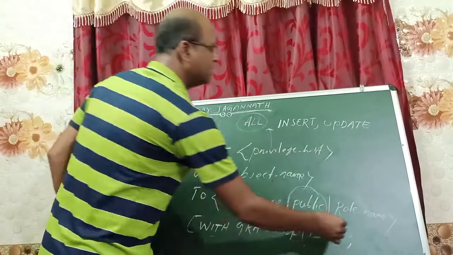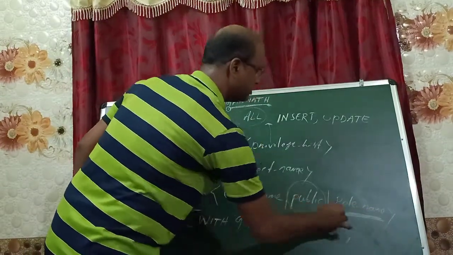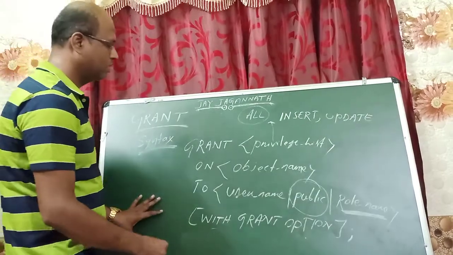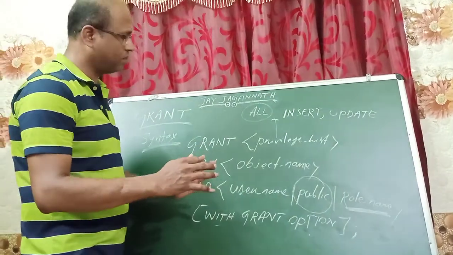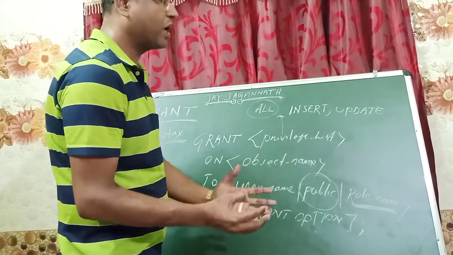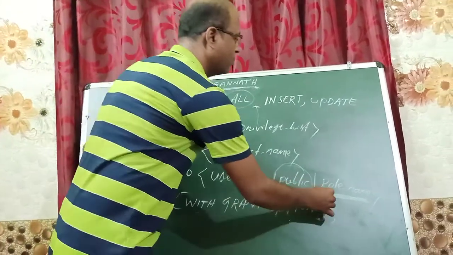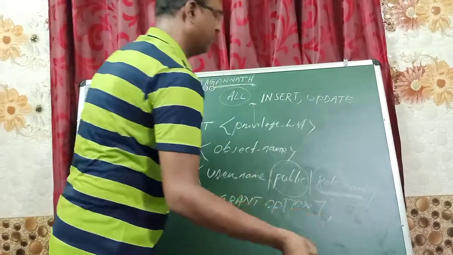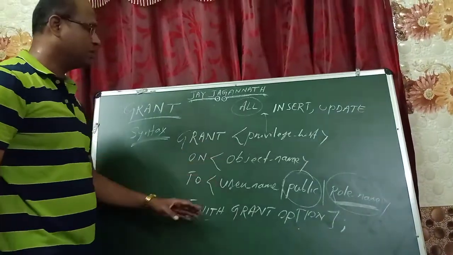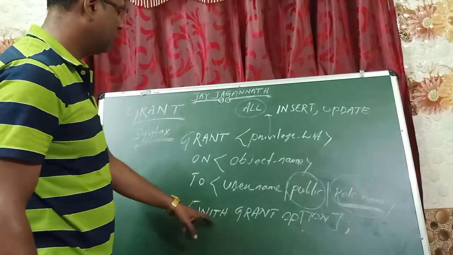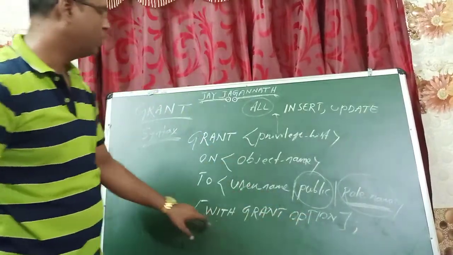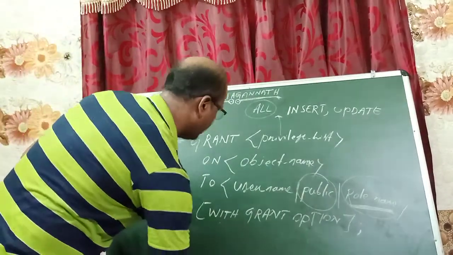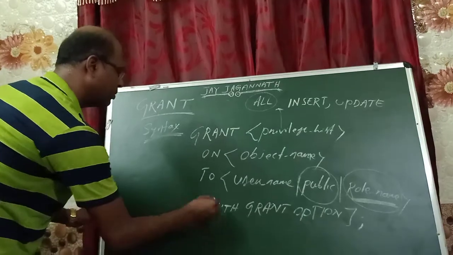And role name is a list of privileges. Some number of privileges are grouped together and known as a role, and the name provided is the role name. Further, we will discuss role name. With grant option, what do you mean by it? We will take an example and it will become clear.